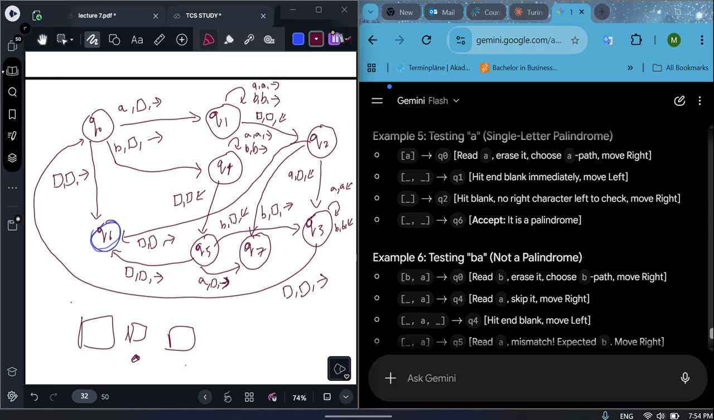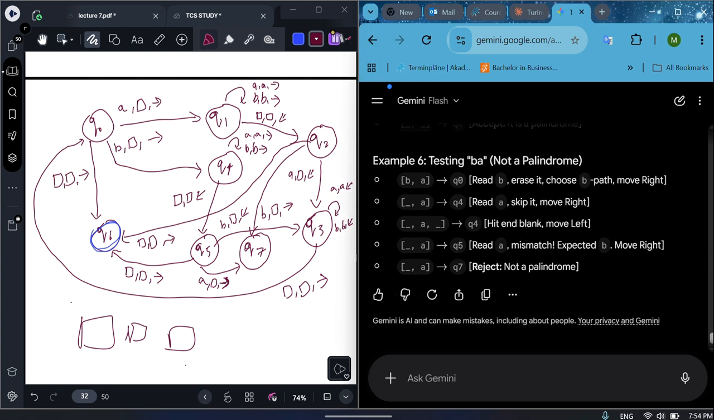In Q2, there's no character left or right, so it immediately reads a blank. That's what it's reading. If you read an A, then we do this. If you read something different, then we do that. But in this case, we're not reading that. Then we immediately go to this and accept it, Q6, directly, because there is nothing in the word.